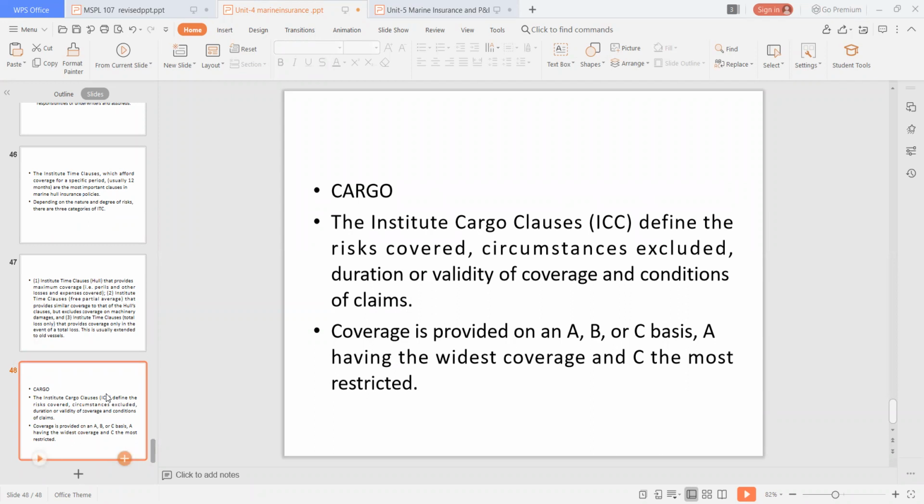Cargo, the institute cargo clauses define risk covered and circumstances excluded. So hull and cargo insurance play an important role in ship marine insurance. So for that reason, the London market focused on hull and cargo. Duration of validity, coverage and conditions of claims. Coverage is provided on A, B, and C basis, A having the widest coverage and C the most restricted. So these are the various issues involved in cargo. So the London market focuses on hull and cargo. So it will cover all the things like I told about, the freight and liability also. So this is about the basic concepts in marine insurance and everything.